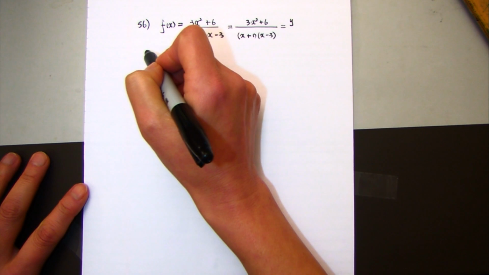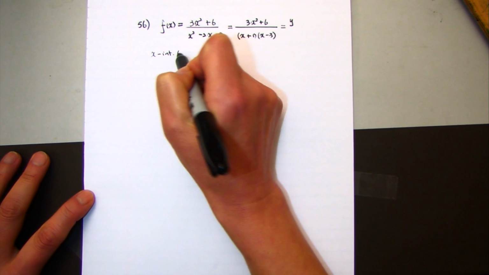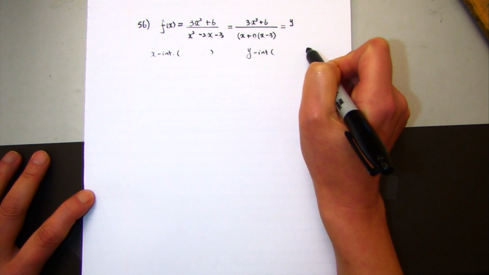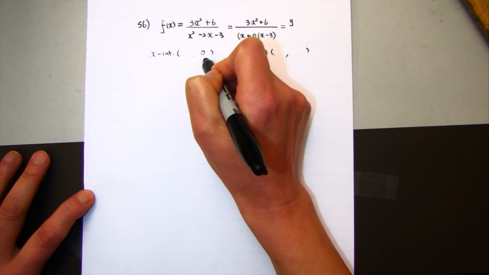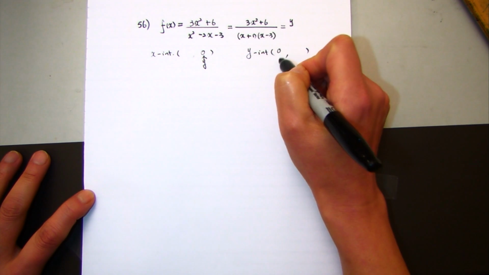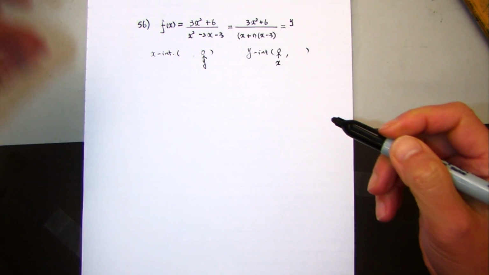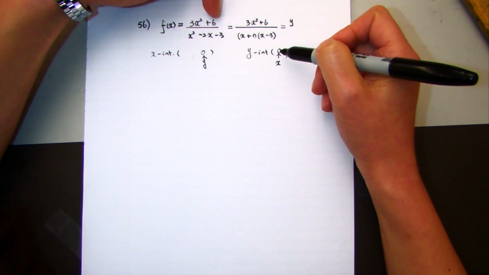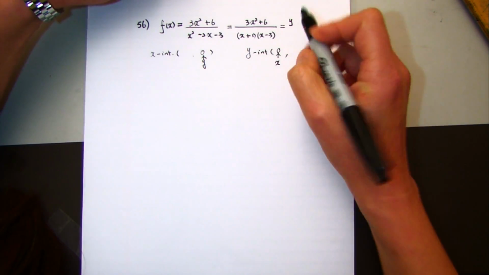Okay, here we go. First step is to find the x and y intercepts. The x-intercept takes place where y equals 0. The y-intercept takes place where x equals 0. Let's do the y-intercept first. When x equals 0, the numerator will be 6 and the denominator will be negative 3. So the y value equals negative 2.